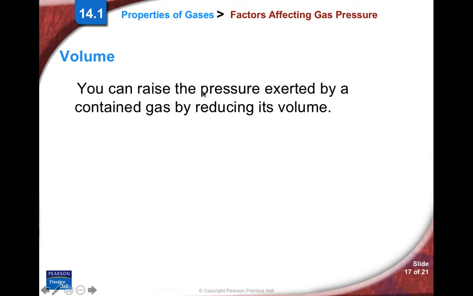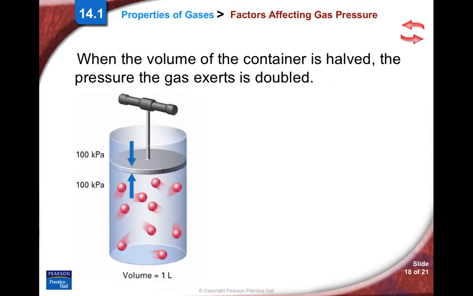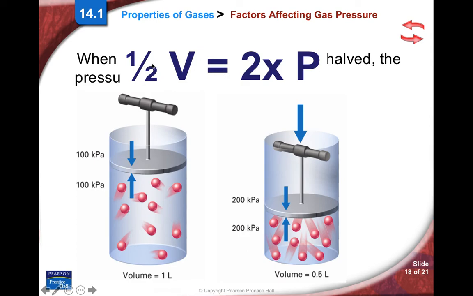You can also raise the pressure of a container by making the space smaller, like we talked about. So a smaller space, more compressed, more times the particles are going to strike the wall. And so again, we got these little hand pump things, kind of weird. 100 kPa, which is pretty close to normal atmospheric pressure, which is 101.325. 100 kPa inside, outside, it's going to stay level. Push down with a greater pressure, that's going to create a smaller space to equalize the pressure. So if you have the volume, cut it in half, you double the pressure.